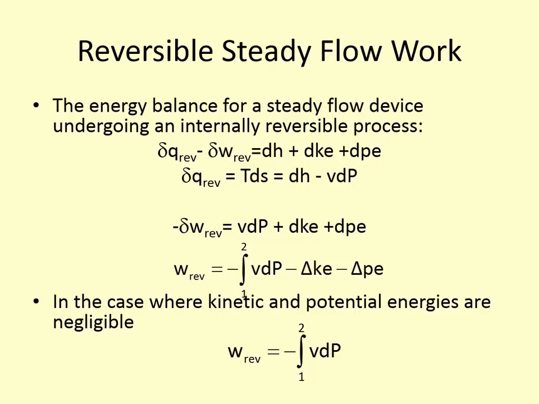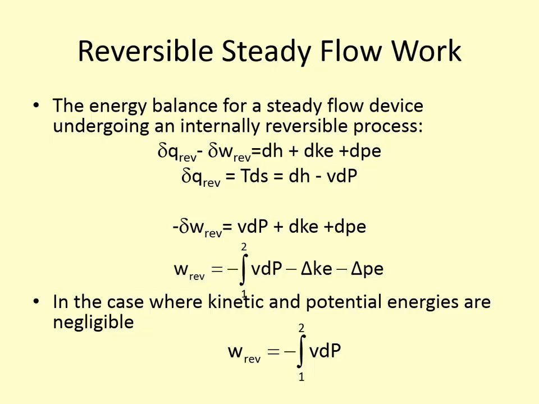So we can rearrange these terms, solve for the work, and put those two equations together, and now we have this equation for reversible work for a steady flow system that's equal to the negative integral of V dP minus the change in kinetic and potential energies. And in the case where those are negligible, then we're just left with this. So the reversible work for a steady flow engineering device is the negative integral of specific volume times the change in pressure. Okay, note it's different than for boundary work.